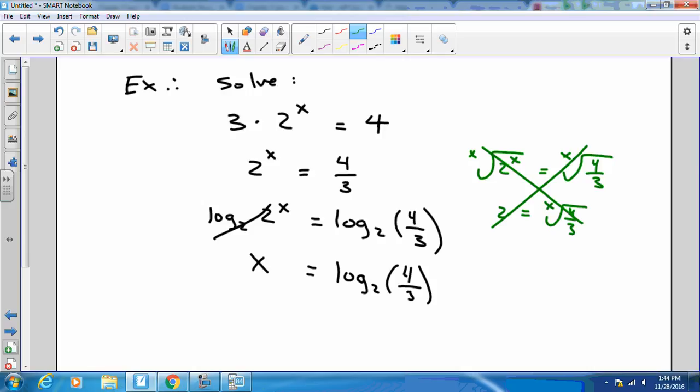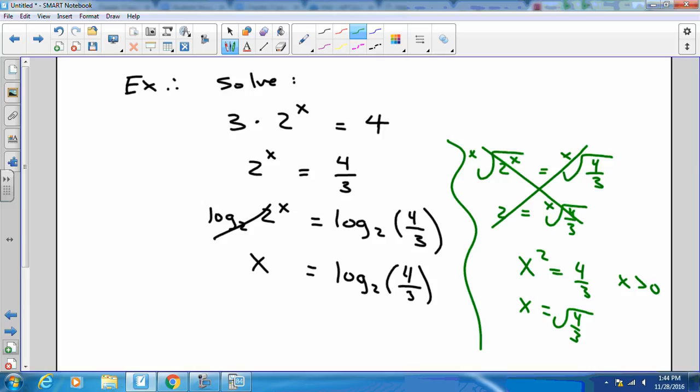You see it? I was confused. 2 and x. Yes, that's right. If instead I had the equation x squared equals 4/3 with x greater than 0, then x would be the square root of 4/3. Notice the really different role played here by the exponent and base. Yeah. So this is not that. Good question.